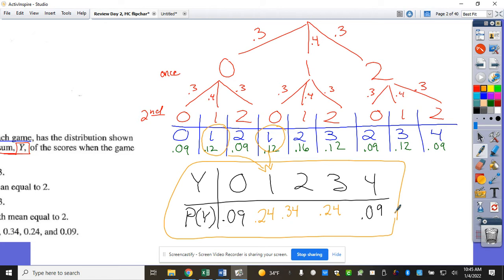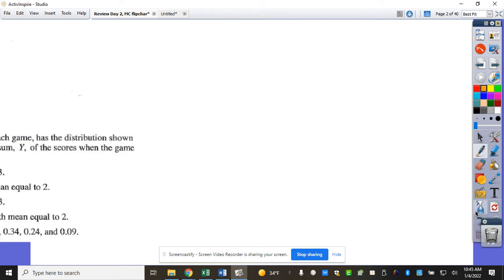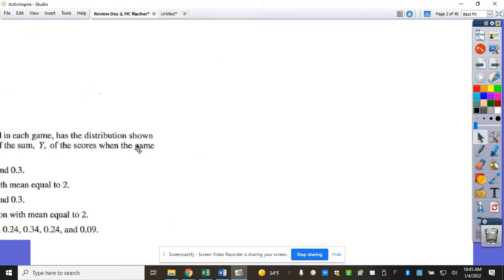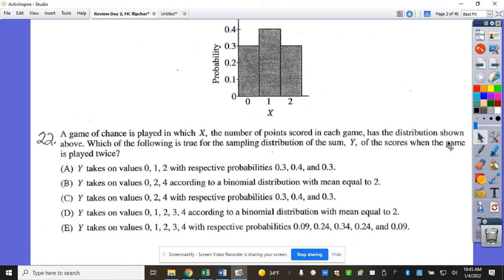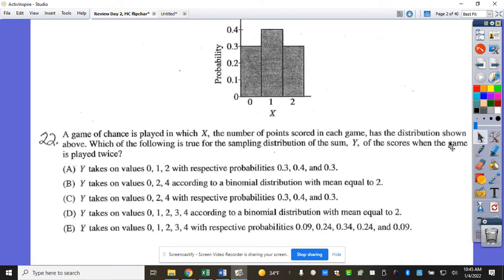Now, is anybody still looking at this? Then I have to erase it, pull the problem back. Now, you could have done this problem without actually doing any work if you could think through it. I understand that each time I play, I can have 0 points, 1 point, or 2 points. And I'm putting those together. So are my only possible options 0, 1, or 2 points in 2 games? What are my possible options?